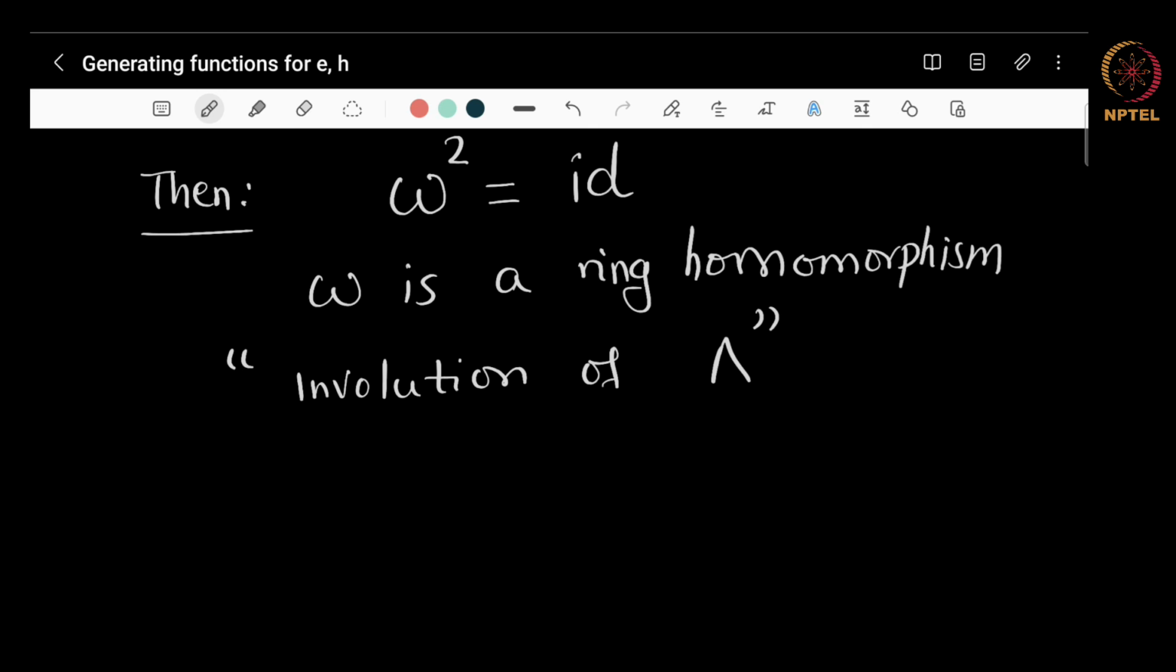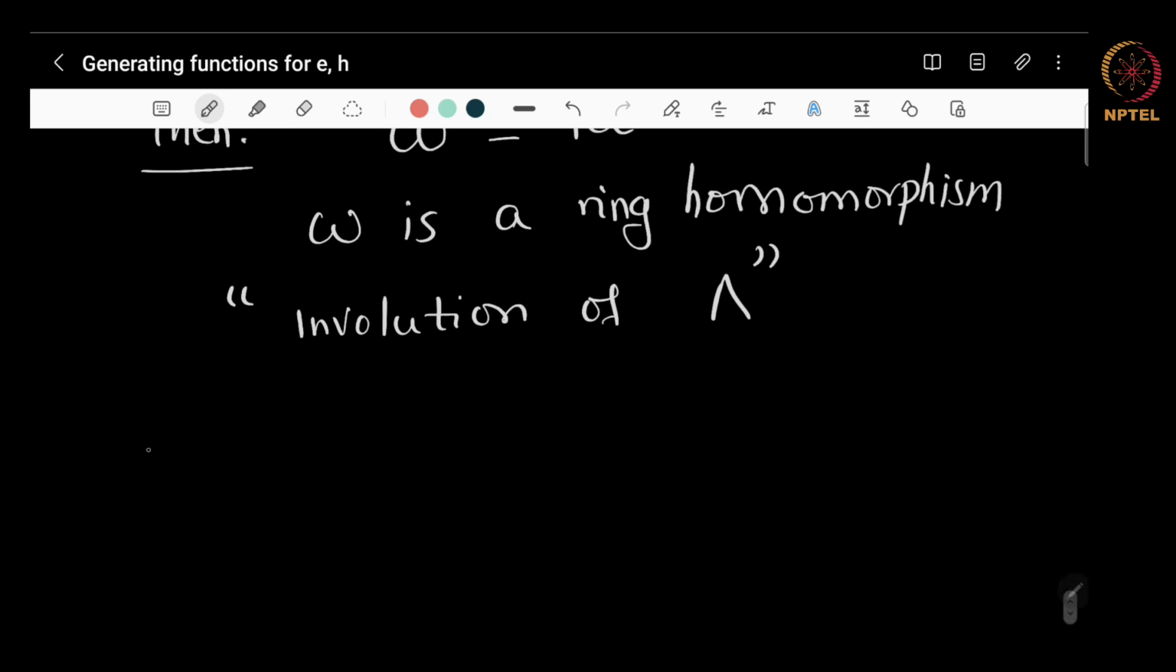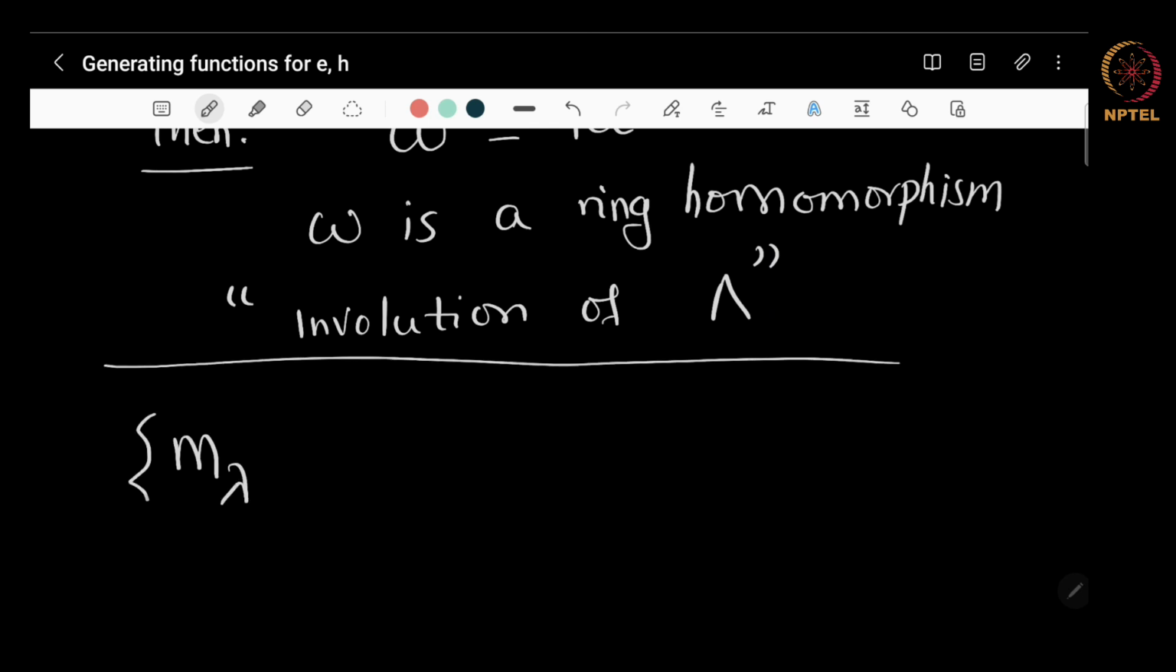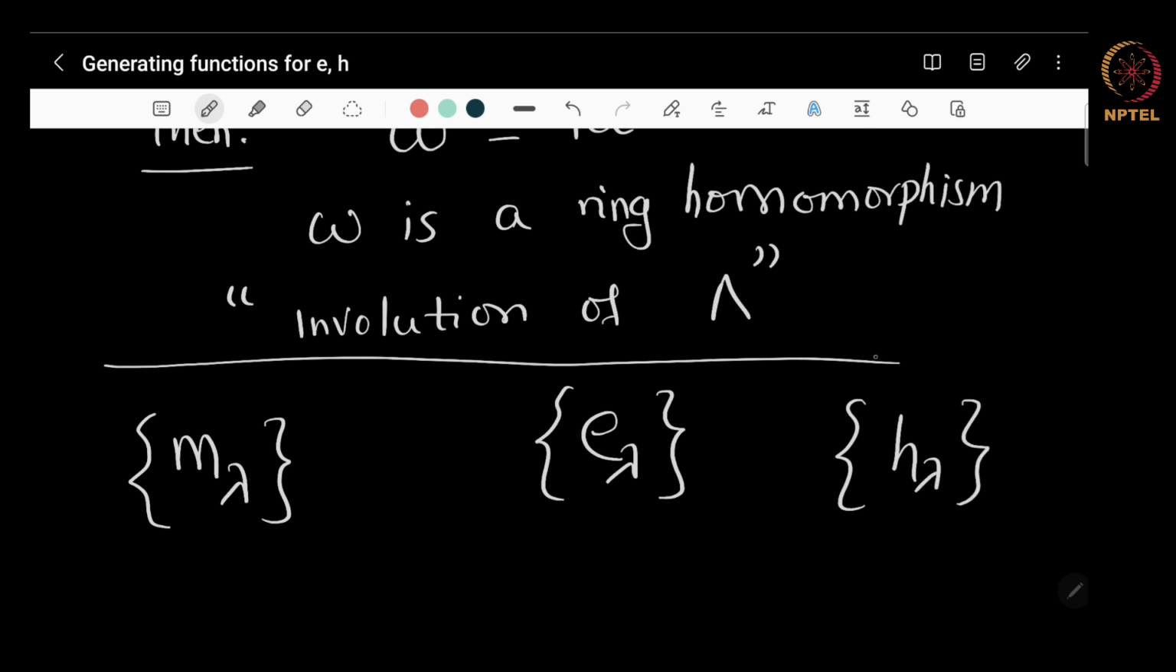Okay, and so far what we have therefore are the following bases. To summarize, we have three bases: the m lambdas, the e lambdas, and the h lambdas. We have shown that as lambda varies over all partitions, this forms a basis for the full ring of symmetric functions. Or if you restrict to partitions of d alone, it gives you a basis of the degree d portion, lambda d. Okay, so there are these three bases. Now, what we know is this: if you apply the involution omega, it maps e lambda to h lambda and h lambda to e lambda.